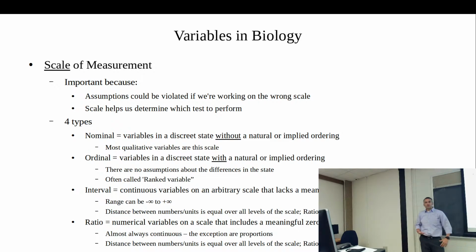It includes a meaningful 0. Not only are all of our intervals the same, so 5 to 10, 10 to 20, but now any ratio or proportion that we make makes sense because we can't go below that 0. We don't have negatives. On our ratio scale, this is almost always continuous variables. The exception to this is the proportions. If we convert all of our numbers to proportions, that's also a ratio scale because we're bounded by 0. We have a fixed 0 point.